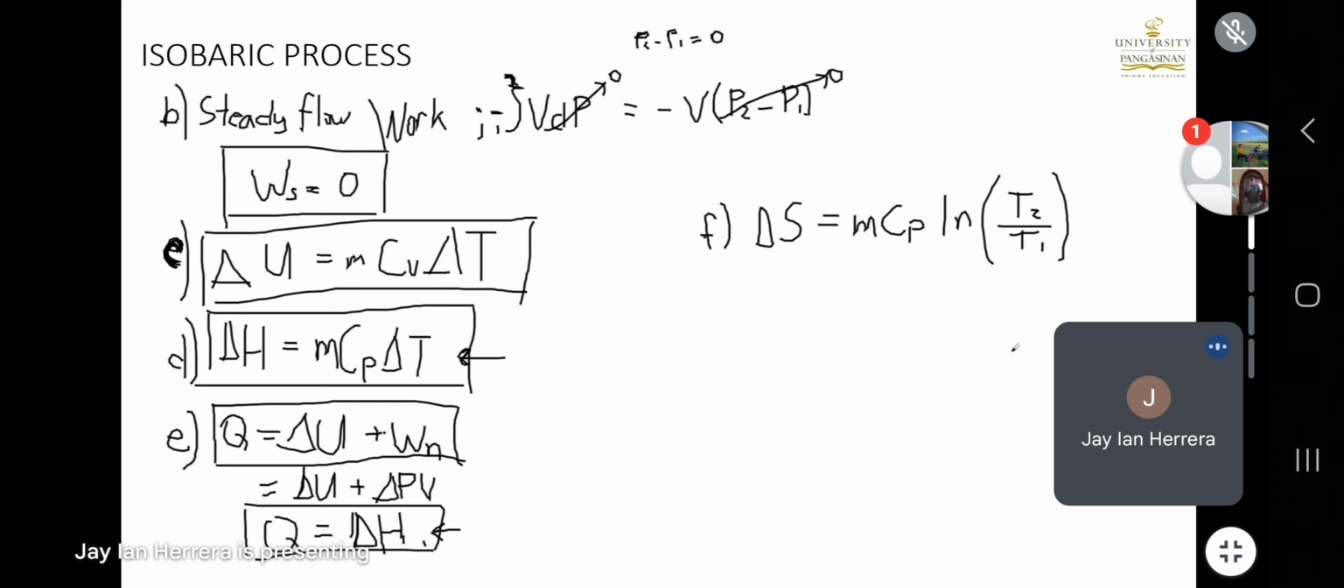Screenshot nyo na lang. Then, nakita nyo kung tapos mo ng screenshot. Is lahat? Okay na? Yes, sir. Yes.